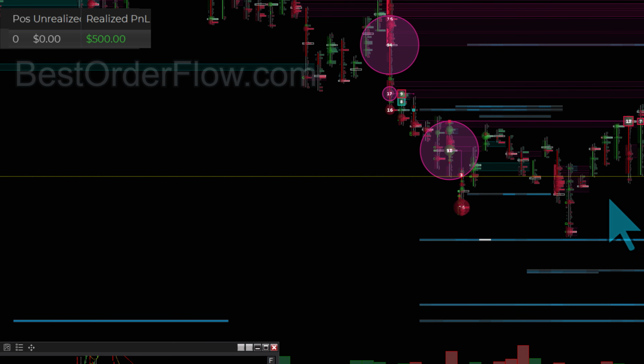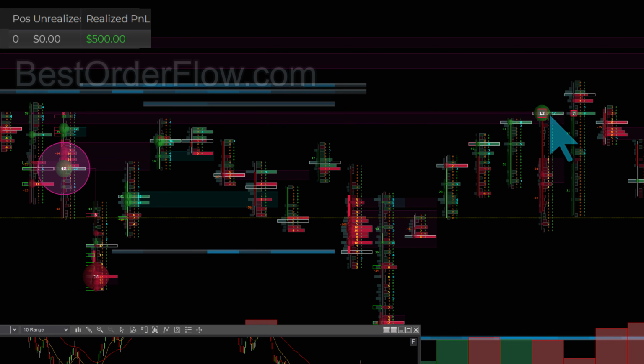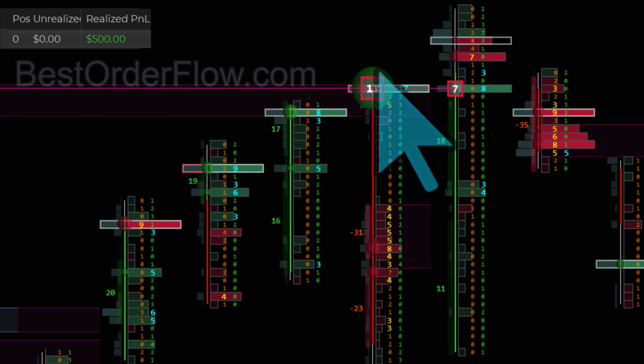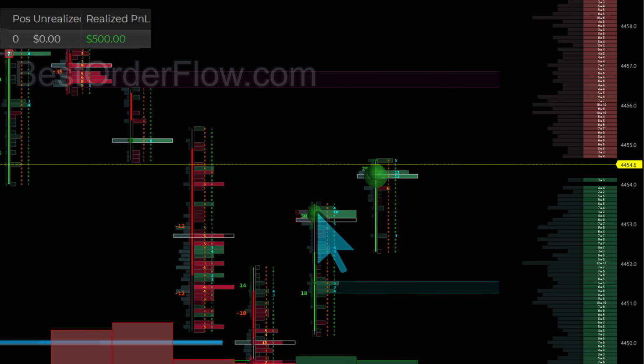If this range will hold, then we're going to go lower again. There was a selling iceberg sitting here, 17. That's why there is a bubble behind that on the market delta. Market delta bubbles. Okay, so somebody is absorbing the top so far.